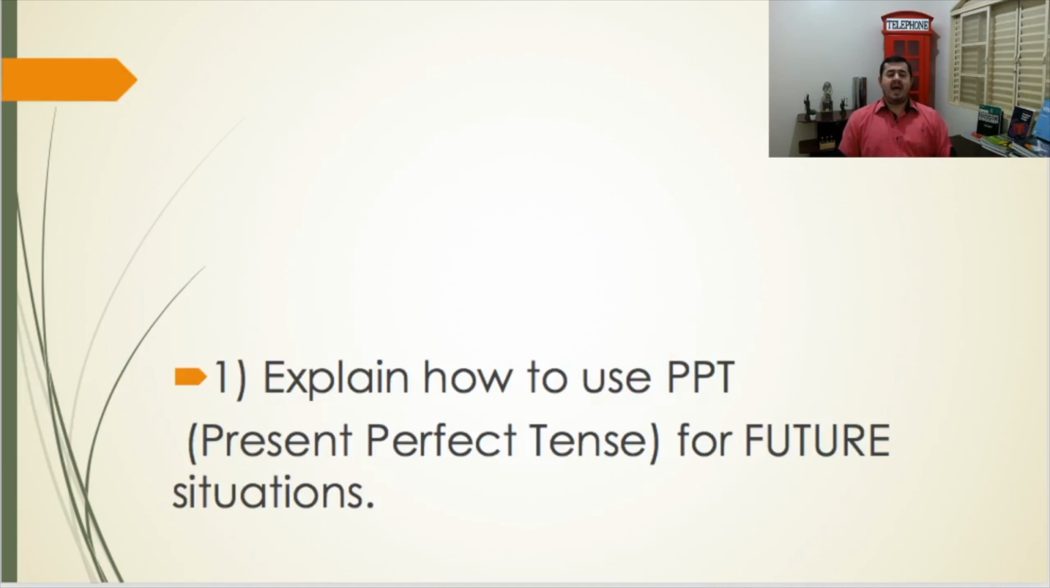Question number 1. Explain how to use present perfect tense for future situations. So even though it's mostly used for past tenses, like I have broken my leg, or referring to past, sometimes we can use present perfect tense for future situations, and it can also be used with when, as soon as, and after. For example, I can tell you, Tina asked you to call her as soon as you have arrived home. So as soon as you have arrived home, it's in the future. So you're going to call her in the future, alright?